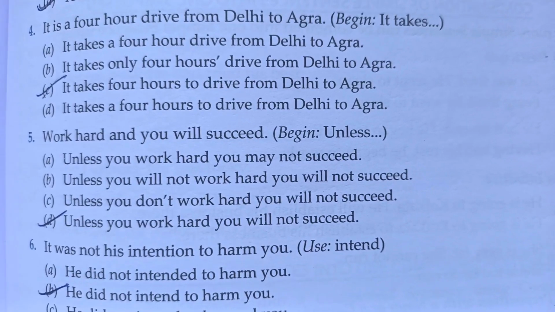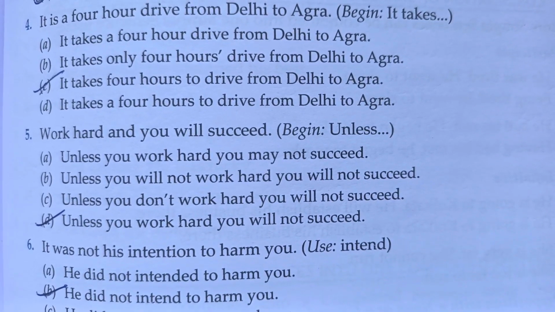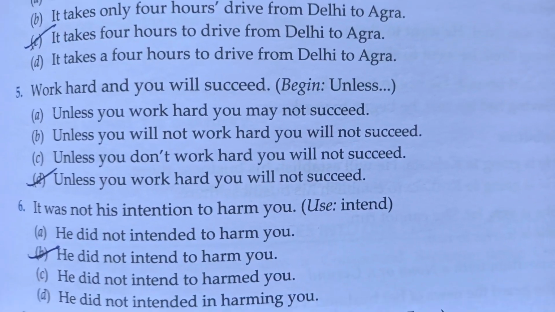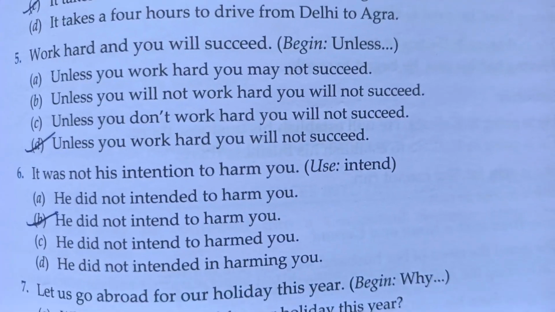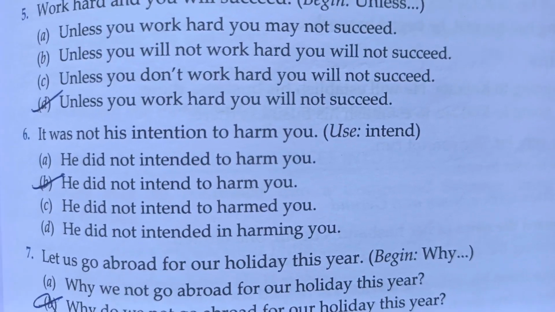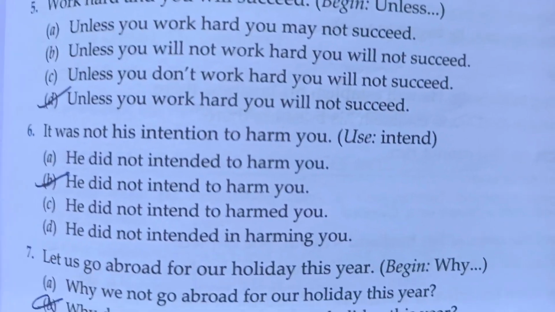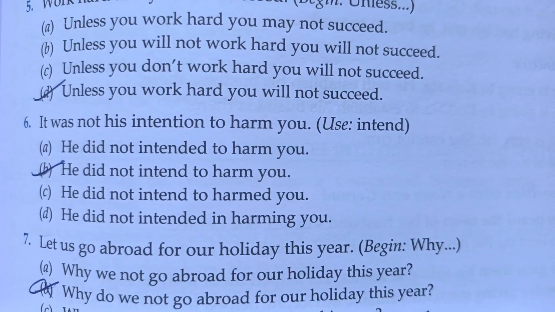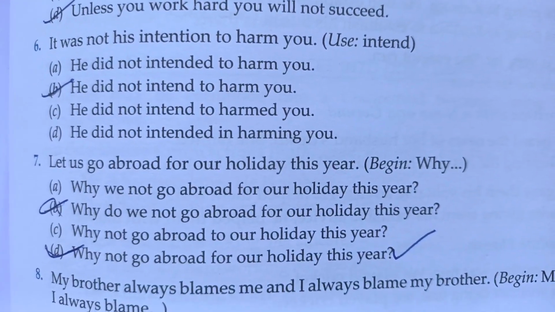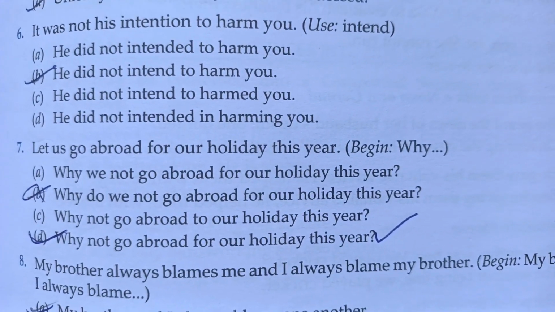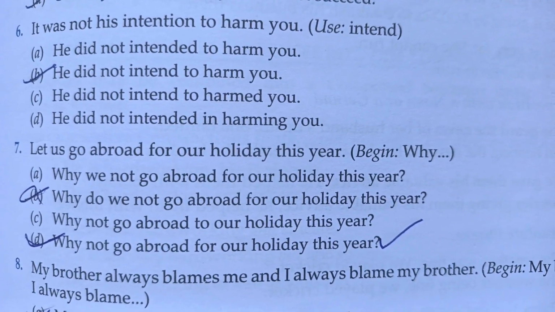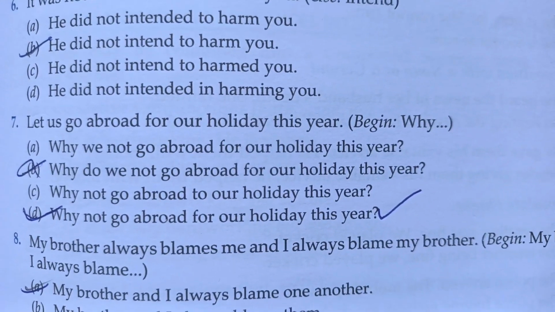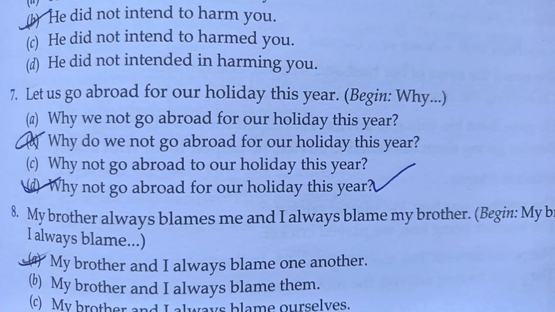Number 5. Work hard and you will succeed. So here you have to begin with unless. So it is D. Unless you work hard, you will not succeed. Number 6. It was not his intention to harm you. So here to use intend. So option B is correct. He did not intend to harm you. Number 7. Let's go abroad for our holiday this year. So here you have to begin with why. So option D is correct. Why not go abroad for our holiday this year?